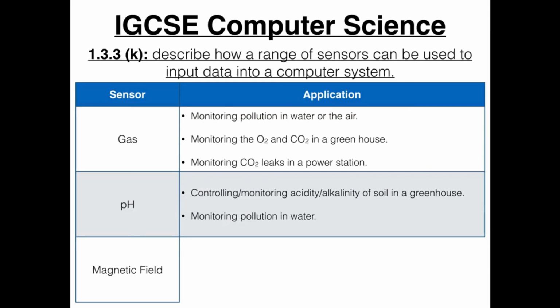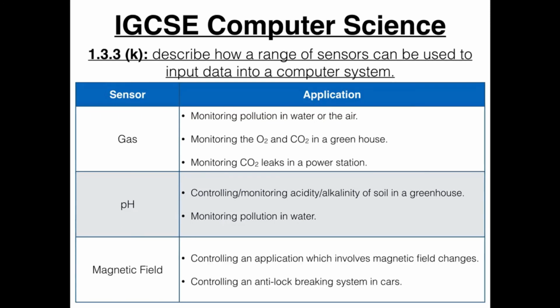And magnetic field, last one: controlling an application which involves magnetic field changes, and controlling an anti-lock braking system in cars. An application which involves magnetic field changes can include things like cell phones. Take your mobile phone, for example, or tablets. You could have orientation. If you turn your phone around, the screen will also turn. So that's pretty much how these can be used.